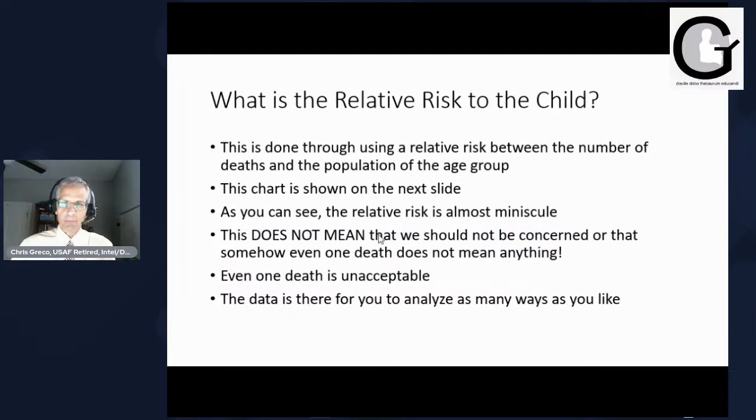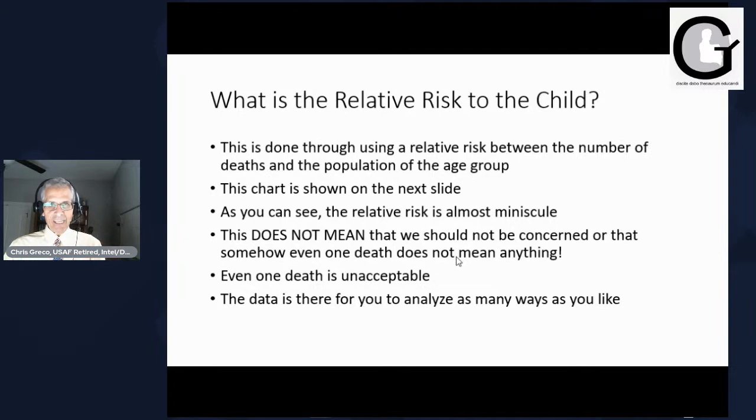Then we come down to the last part, which is, what is the relative risk to the child? This is done with what they call relative risk between the number of deaths and the population of the age group. I did this in the worldview, talked about population density. The chart is shown on the next slide. As you can see, the relative risk is almost minuscule.